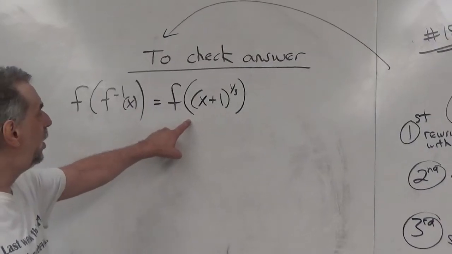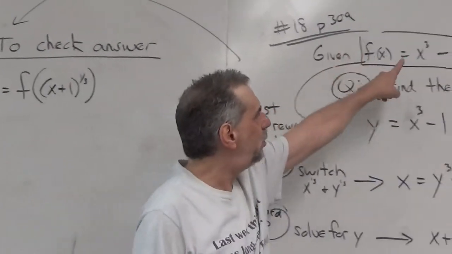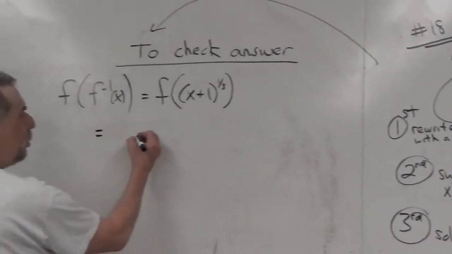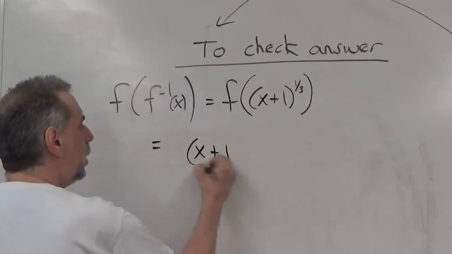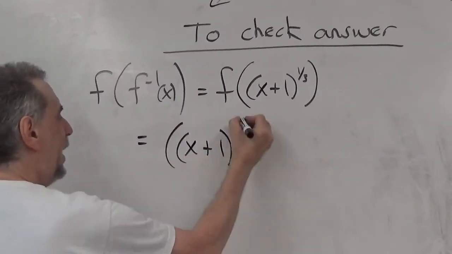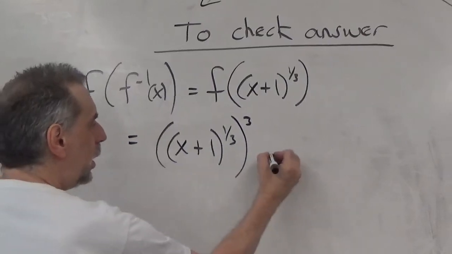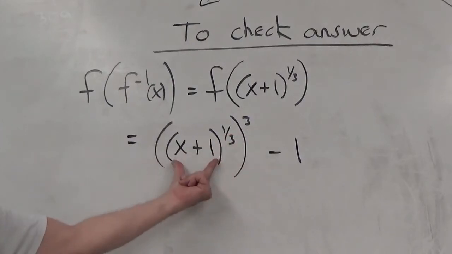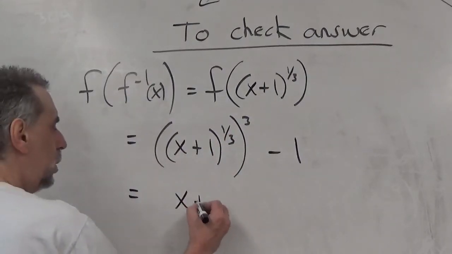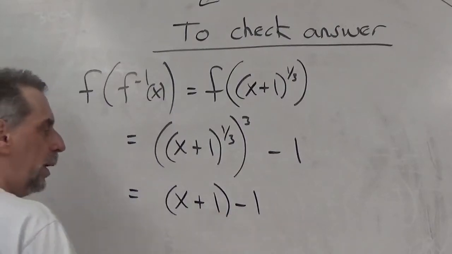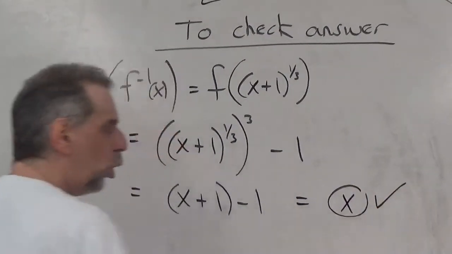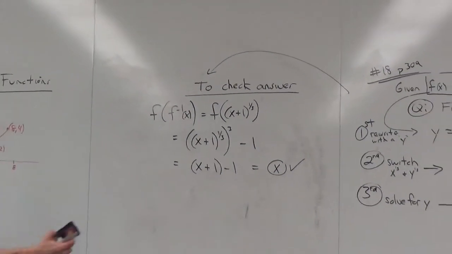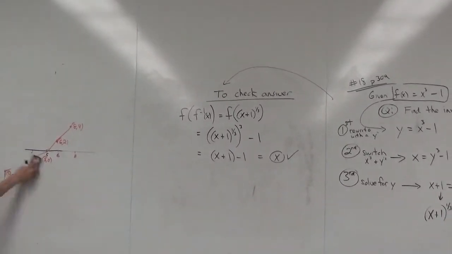Okay, so anyway, the f function tells us take the input, raise it to the 3rd power, and subtract 1. So we're going to take the input of x plus 1 to the 1/3, raise that whole thing to the 3rd power, and subtract 1. And notice the 1/3 times 3 is going to give us x plus 1 to the 1st power. And then we're going to subtract 1, and we get what we hoped to see on the first half of the check. Now that doesn't prove it yet, right? Remember, we've got to go in the other direction also.